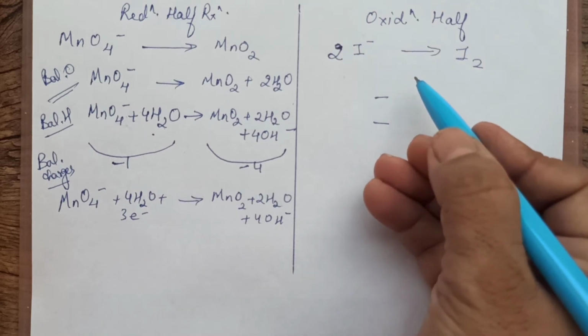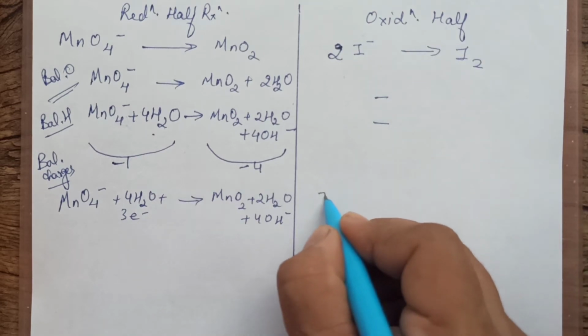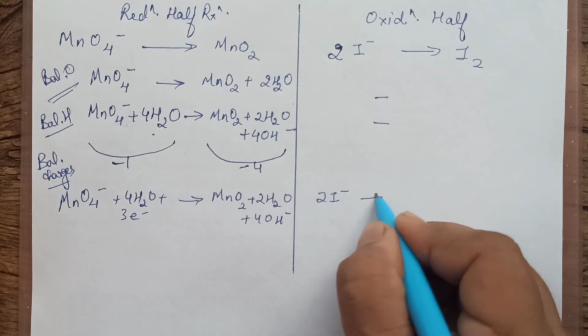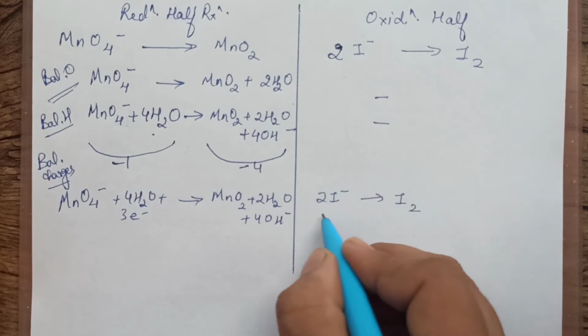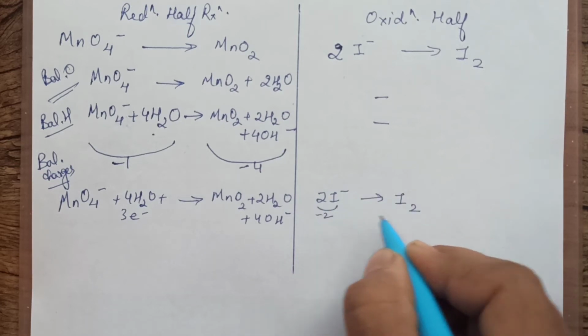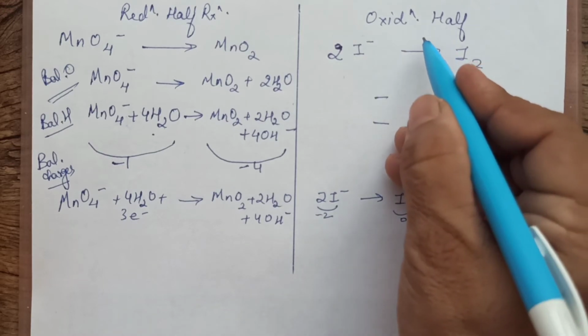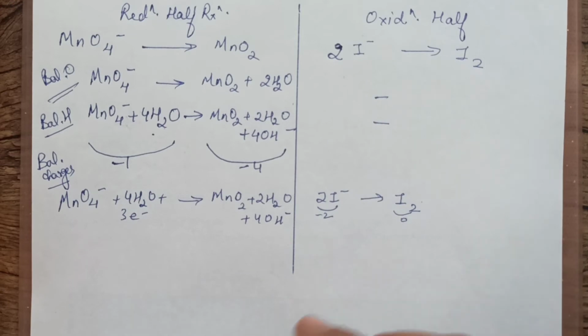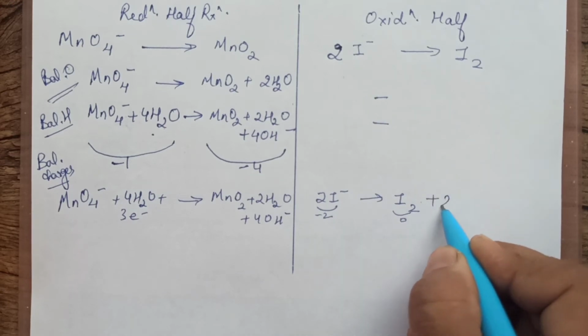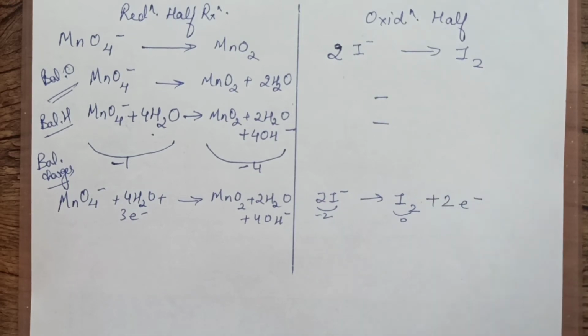Next, in this, no problem. Charges will be there. Yes, there is a problem. 2I minus forms I2. Charge on the left hand side -2, right hand side 0. So we have to add. This is the oxidation half reaction, loss of electron. How many electrons to be added? Equal to the difference. So I will write 2 electrons.